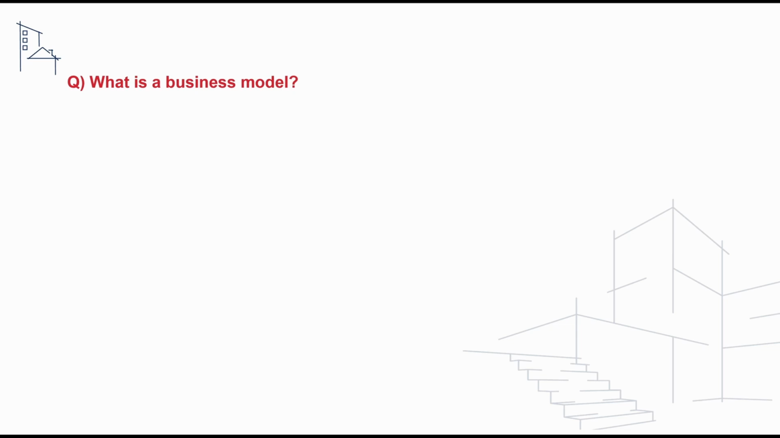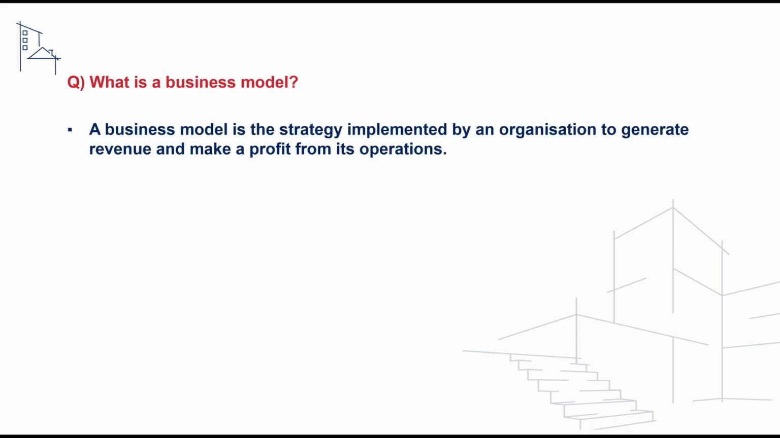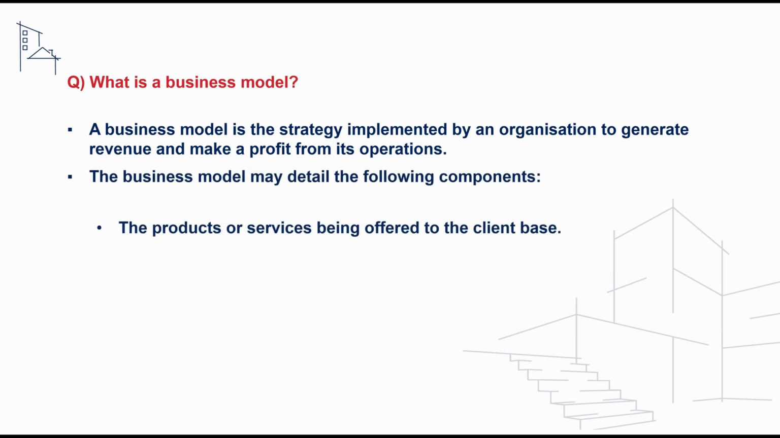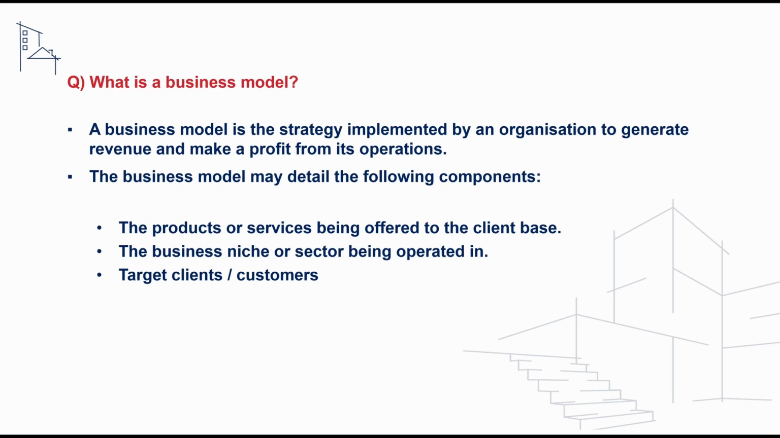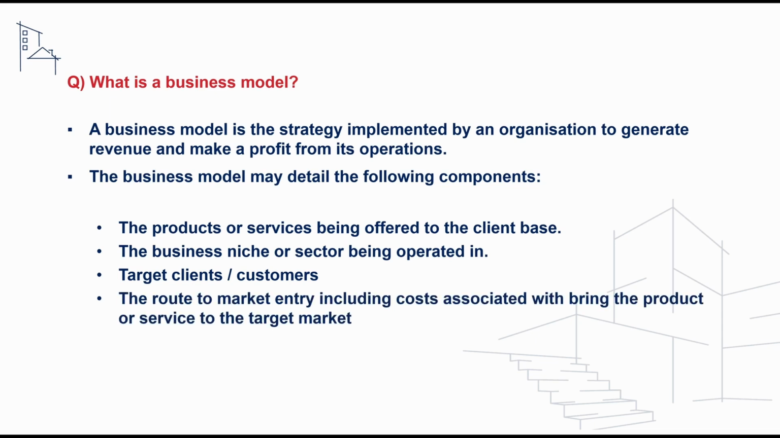Another question we may be asked under business planning is what is a business model? And to address this, we can say that a business model is a strategy implemented by an organisation to generate revenue and make a profit from its operations. The business model may detail the following components: for example, the products or services being offered to the client base, the business niche or sector being operated in, any target clients and customers, and the route to market entry, including costs associated with bringing the product or service to the target market.